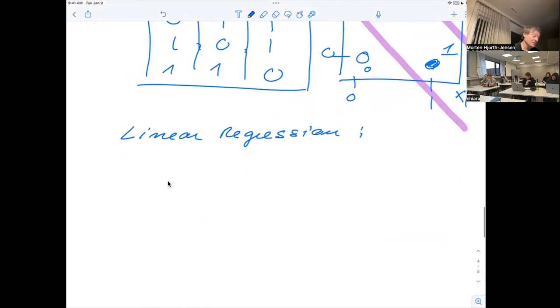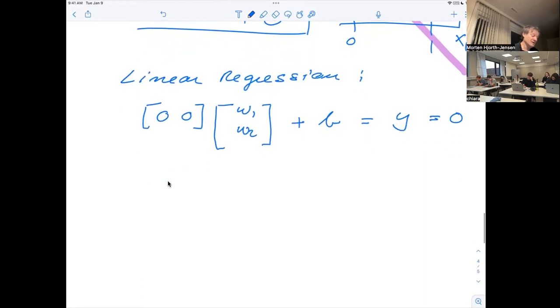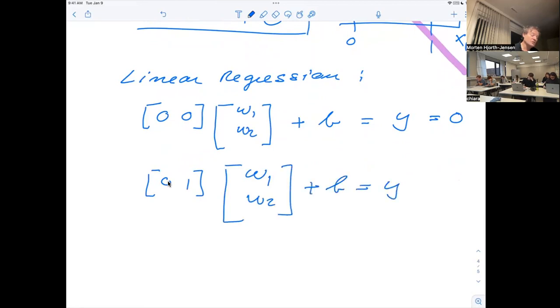So if you think of the type of inputs, we would have a vector x, 0, 0, which is multiplied with the unknown variables, w1 and w2. And then we have a new unknown parameter, which is the bias. And this is going to be equal to our y, which we want to be equal to 0. So that's the first element. And then we have 0, 1, which we will multiply with w1 and w2 here, plus this b. And that's going to give us our output, which we want to be equal to 1.